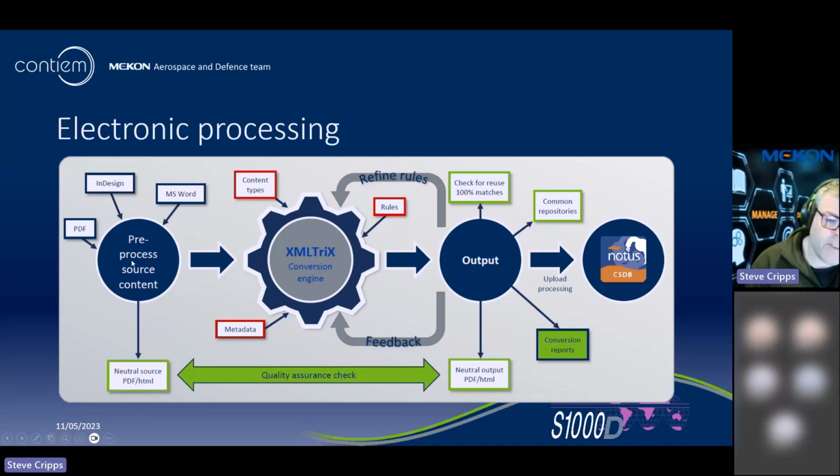So whatever the source content is, we do a dump to a neutral HTML with, if you like, zero formatting or minimal formatting. And then at the other end, on the output end, we can do the same neutral dump to HTML. And then you've got a really easy comparison check of saying, is my input HTML exactly the same as my output HTML?